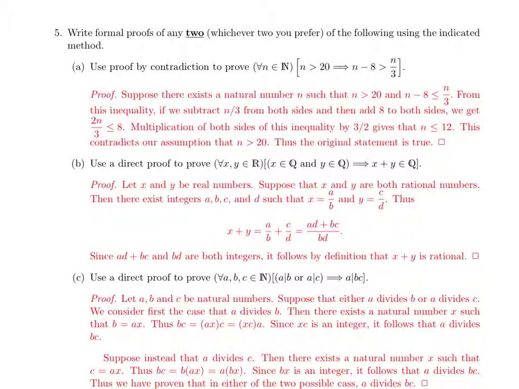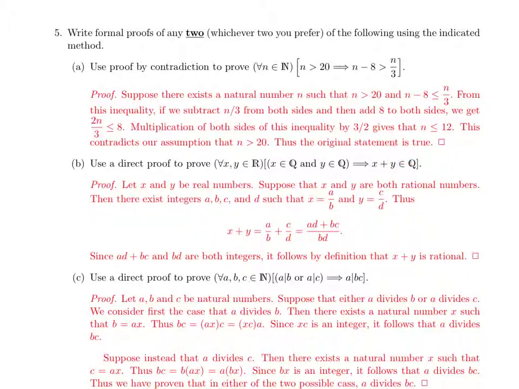In part B, I gave you this statement: for all pairs of real numbers x and y, if x and y are both rational, then x plus y is rational. I asked for a direct proof of that, so you should say, let x and y be real, suppose x and y are both rational. Then we write down the working definition: there exist integers a, b, c, and d, such that x is a over b and y is c over d. Since I wanted to say something about the sum, I then just simply calculated the sum.